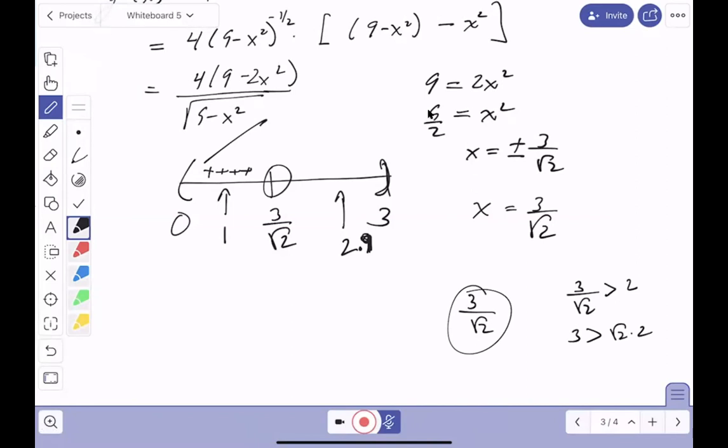If you square both sides, what do you get? 9. On the other side, what would you get? You get 2 times 4, which is 8. And that, wait a second. That is true. Yeah, that's true. It is. 2's over here.